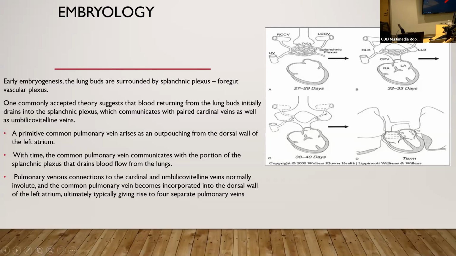But over time, around 38 to 40 days, you get involution of the connections with the cardinals, the left and right, and with the umbilical vitelline veins. So ultimately, the common pulmonary vein, which is at the dorsal wall of the left atrium, then eventually forms the separate 4 pulmonary veins.